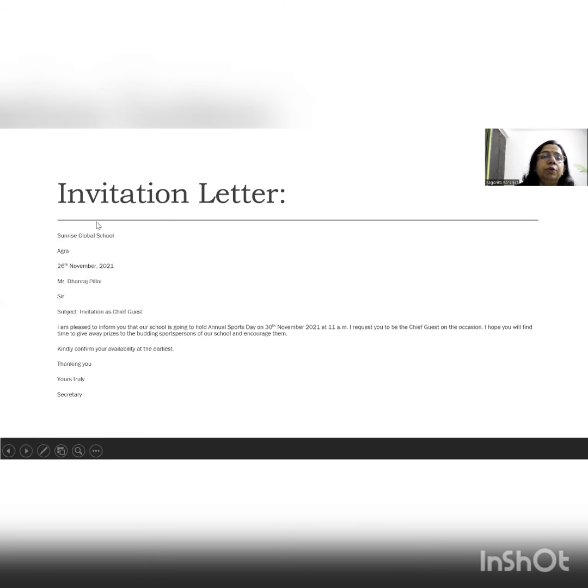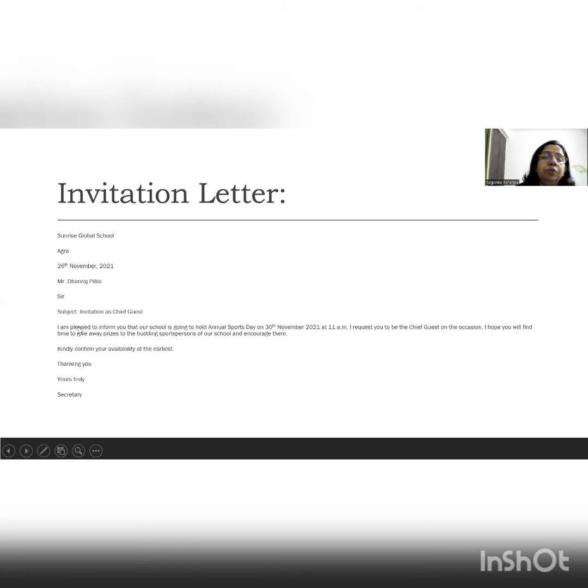So on the top, you will write down only the name of the school and the place, Sunrise Global School, Agra. So the school is inviting. Then the date, 26 November, whatever the date is. Then to whom you are calling. So Mr. Dhanraj Pillai, suppose he is being called to grace the occasion. Then salutation, sir, and then subject. What will the subject be? Invitation as chief guest.